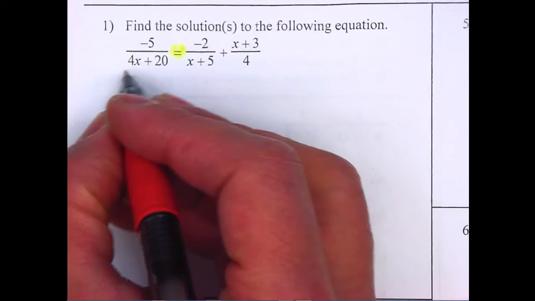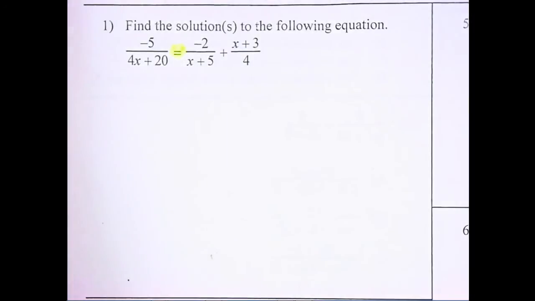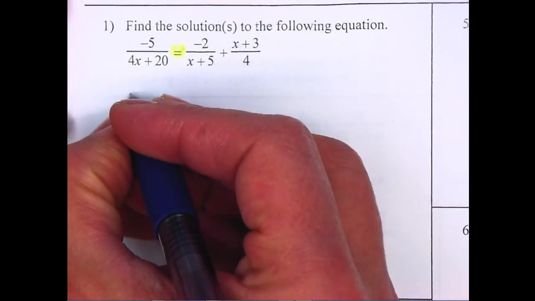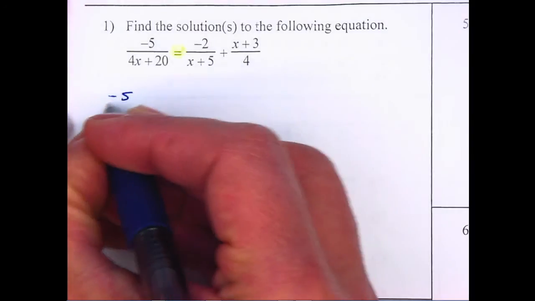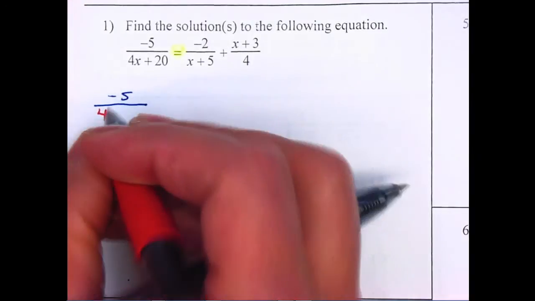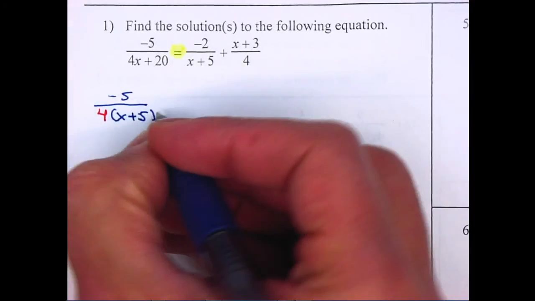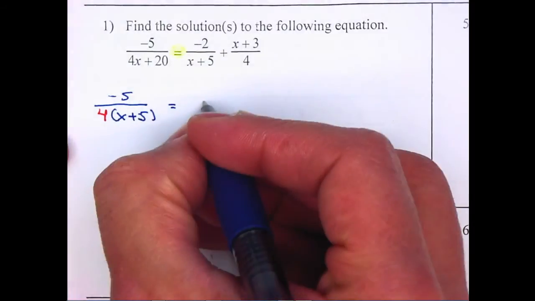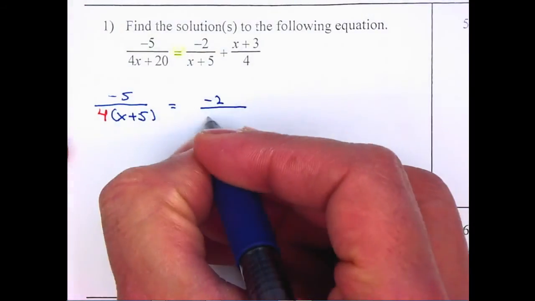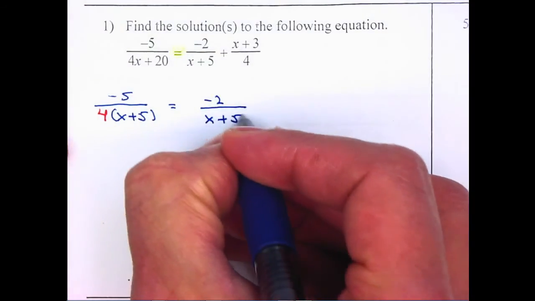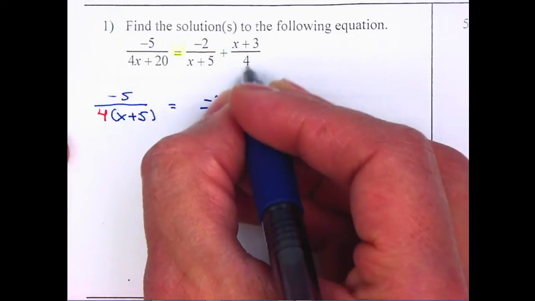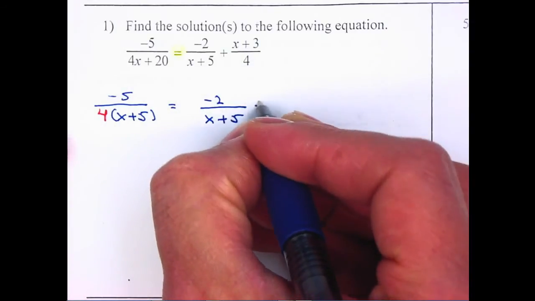So I notice I can factor the 4x plus 20. I can factor out a 4. So let's rewrite it. We have negative 5 over, I'm going to factor out the 4, and what do I have left? I have x plus 5, equals negative 2 over x plus 5. I can't factor anything from here, and the 4, we're just going to leave it as 4.